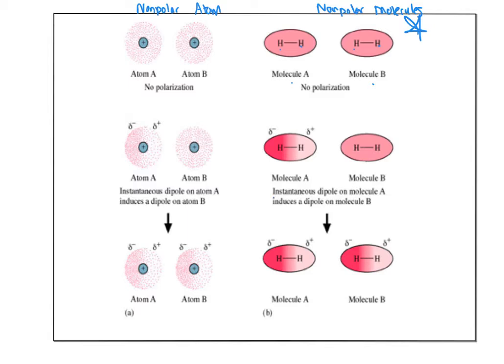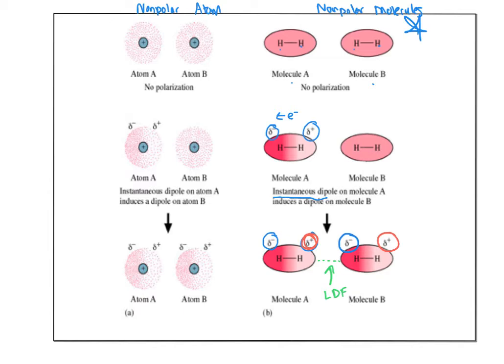But if I have an instantaneous dipole for 1 second when all the electrons move to this side of the atom, I get a brief partial negative and a brief partial positive. That's great, but what ultimately happens is if you look at molecule B, when we get this brief negative and positive, the same thing will happen on this molecule. A brief negative and a brief positive. And what happens is an attraction right here, and this is my London dispersion force, my LDF.